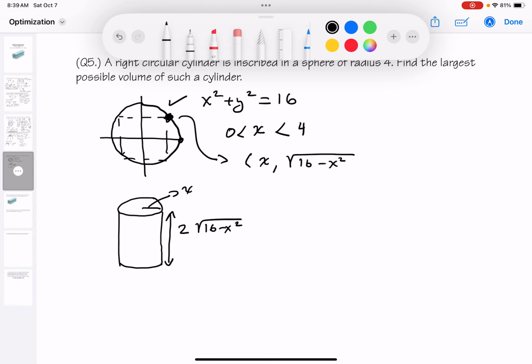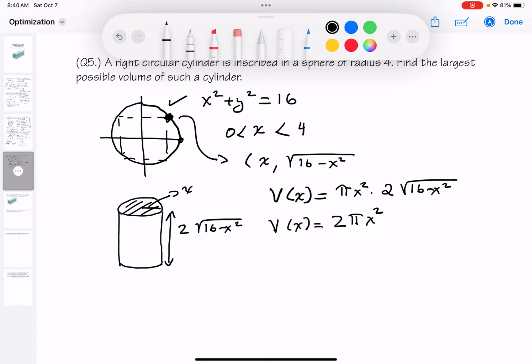All right, what's the volume of this thing over here? It's a function of x. It's going to be the area of the cross-section here, which is pi r squared. Well, the r is x squared, times the height of it, which is 2 times the square root of 16 minus x squared. I'm going to keep moving forward and simplify it a tiny bit. This is going to be 2 pi x squared times 16 minus x squared to the half power.